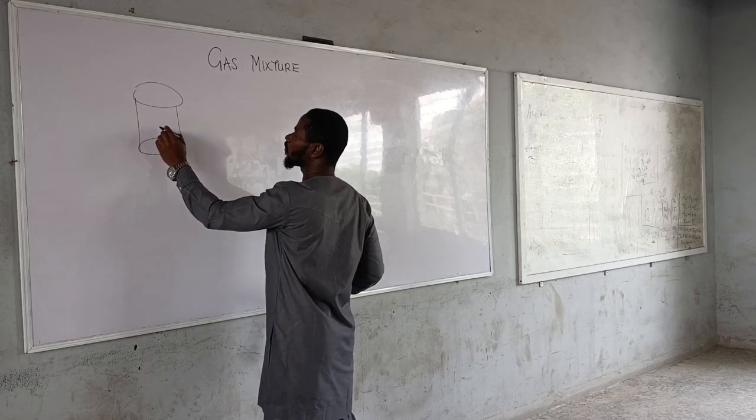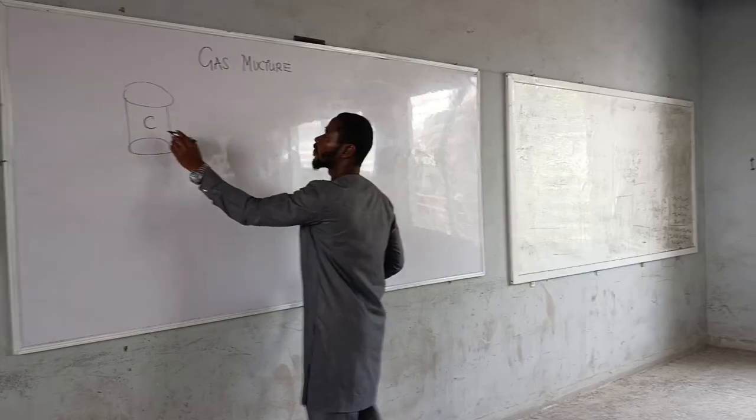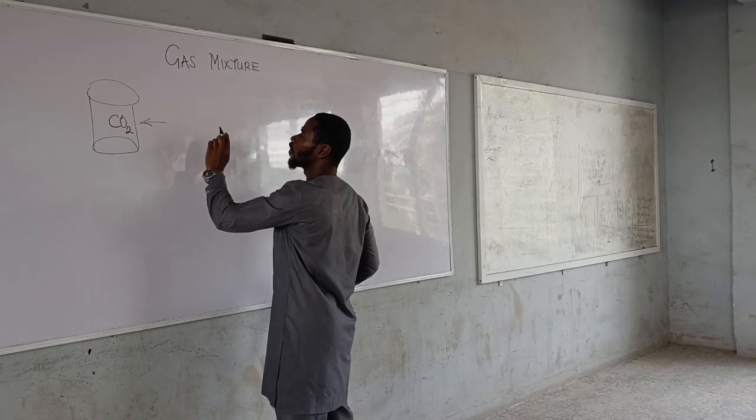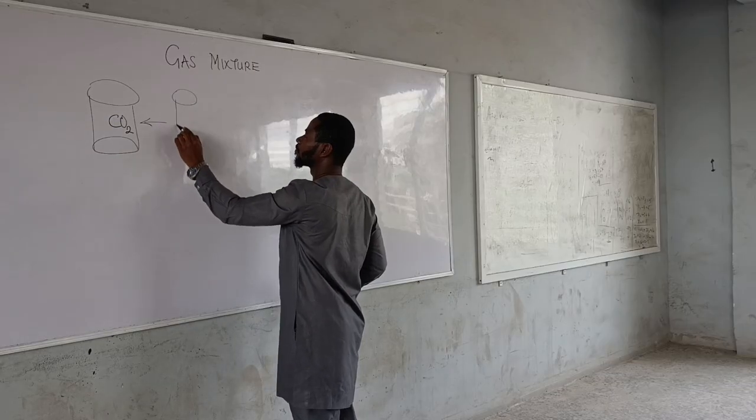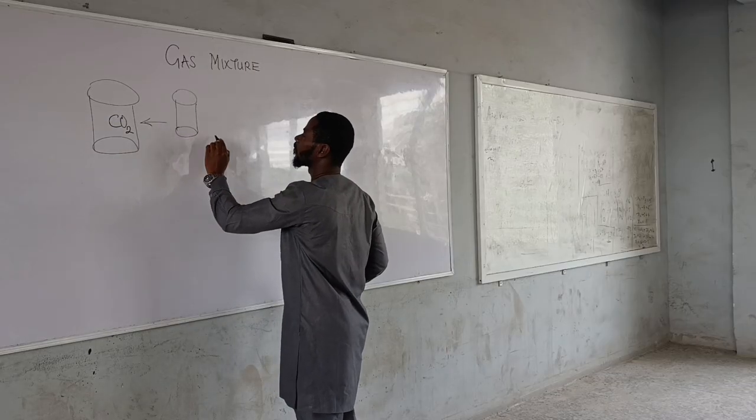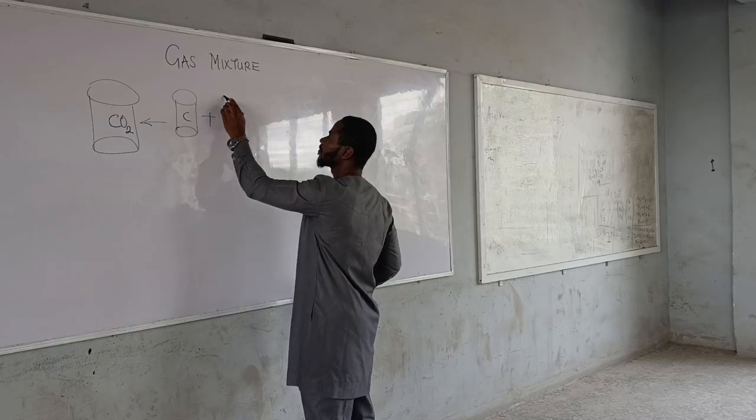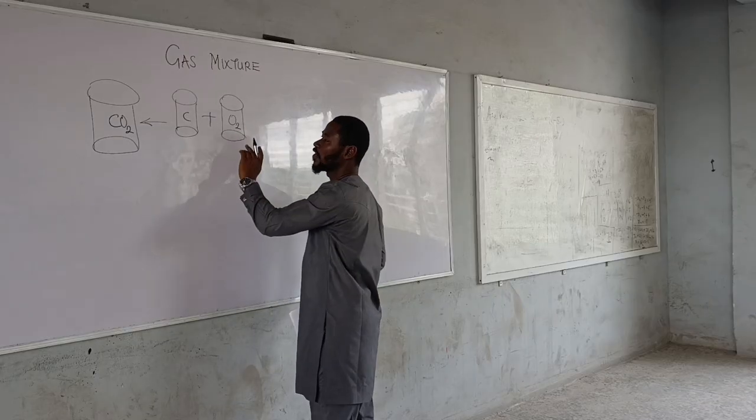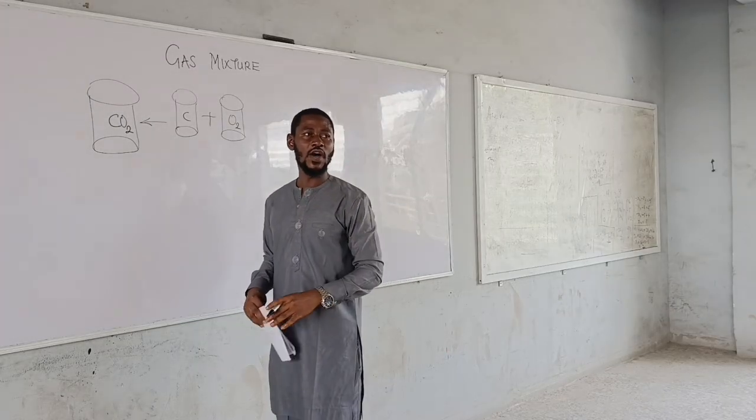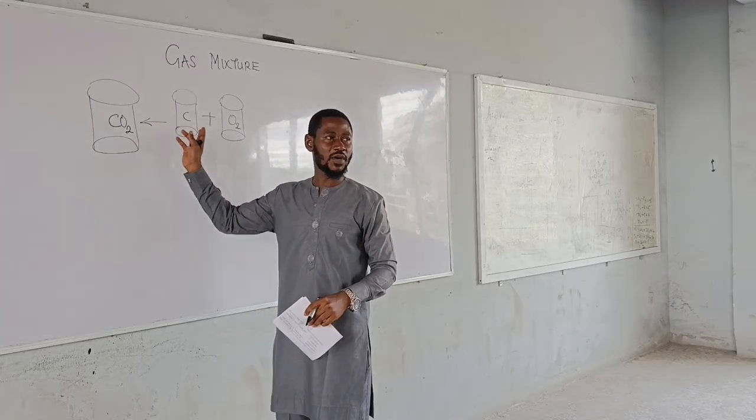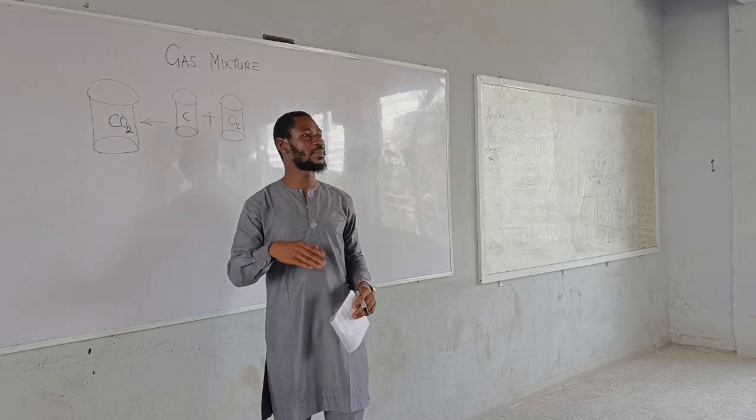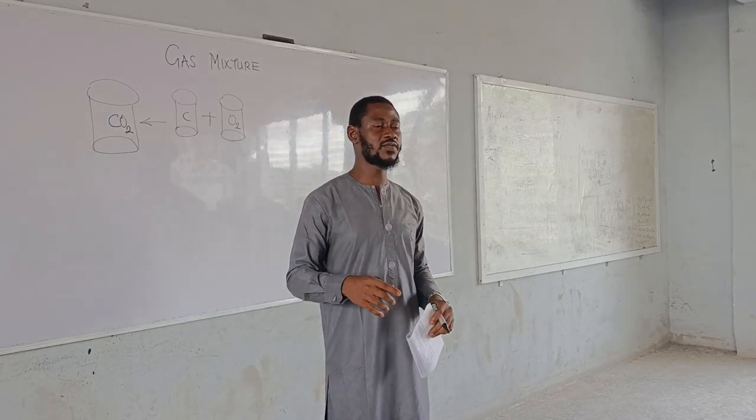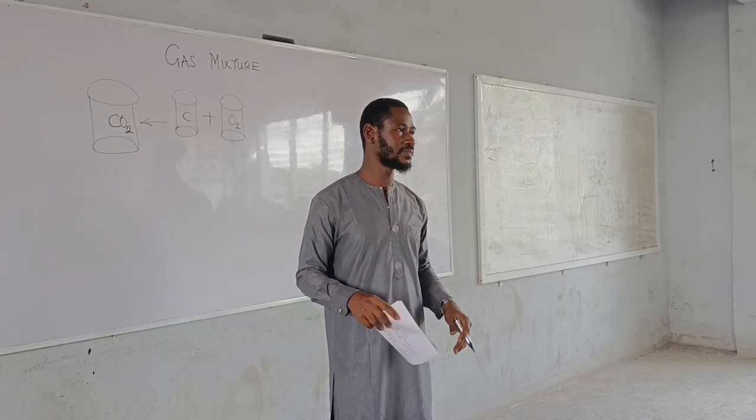When we have a mixture of carbon 4 oxide, this simply comes from adding carbon and oxygen. When you add these two together, you have a mixture of carbon and oxygen. The same thing also applies to air. When you mix nitrogen and oxygen together, you have nitrogen 4 oxide.